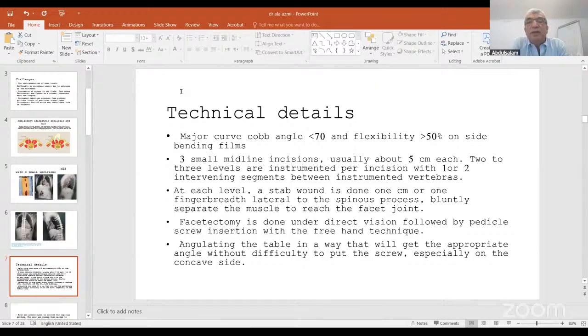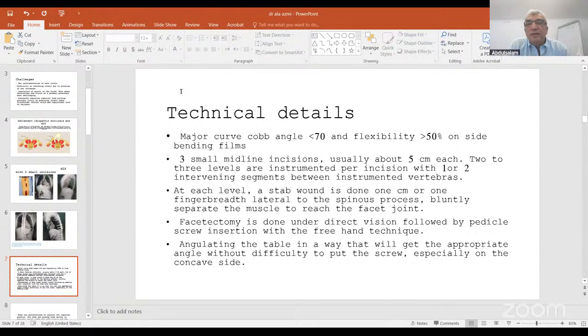At each level, a stab wound is done, 1 centimeter. So we go like what I told you, like the Wiltse technique. It would be much easier to access more than 2 levels. Otherwise, if you do the appropriate subperiosteal incision, you cannot go more than 1 level or 2 levels maximally. But with Wiltse, you can go with much more than 2 levels. Facetectomy is done under direct vision, followed by pedicle screw insertion with the freehand technique.